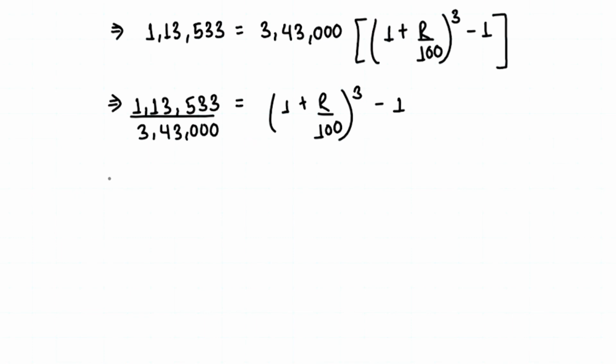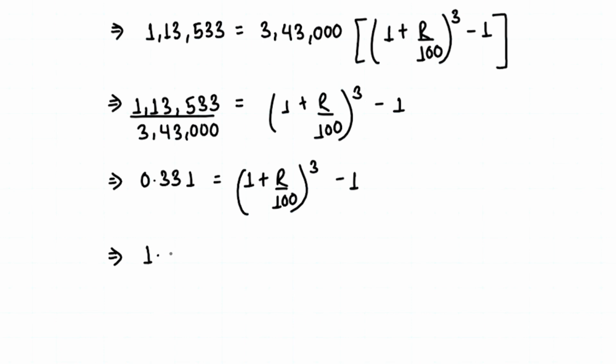Now when we divide these two numbers in your calculator, you get 0.331 equals to, again we have our 1 plus R divided by 100, bracket close, we have cube minus 1. Let's move this minus 1 to the left side. When we move this minus 1 to the left side, it becomes plus 1, and we get 0.331 plus 1 is 1.331 equals to, we still have our 1 plus R divided by 100 whole cube.